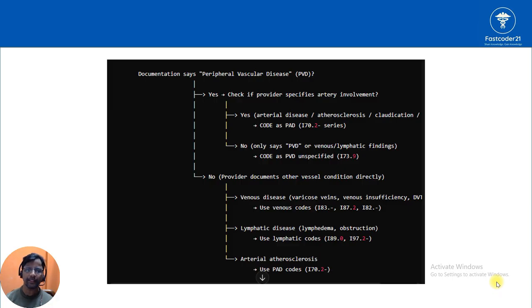For example, documentation says arterial atherosclerosis. We need to use PAD codes, as usual I70 series codes. As the name itself says, arterial, so we need to code it for PAD, not PVD. Here we need to remember separate series for PVD as well as PAD. For PVD, we need to use I73 series. For PAD, we need to use I70 series.